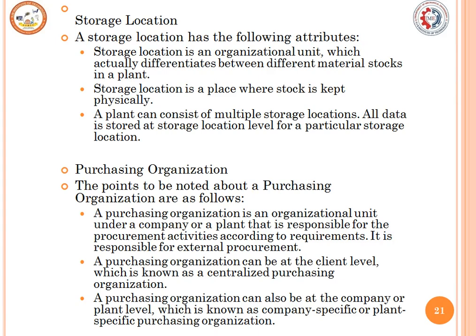Then the purchasing organization is the unit under a company or a plant which is responsible for the procurement activities. It is responsible for external procurement. At client level, there is a centralized purchasing organization. For all the purchasing, two groups will take care of it. Whatever purchasing they want to do will be company specific or plant specific, for purchasing inside the organization.